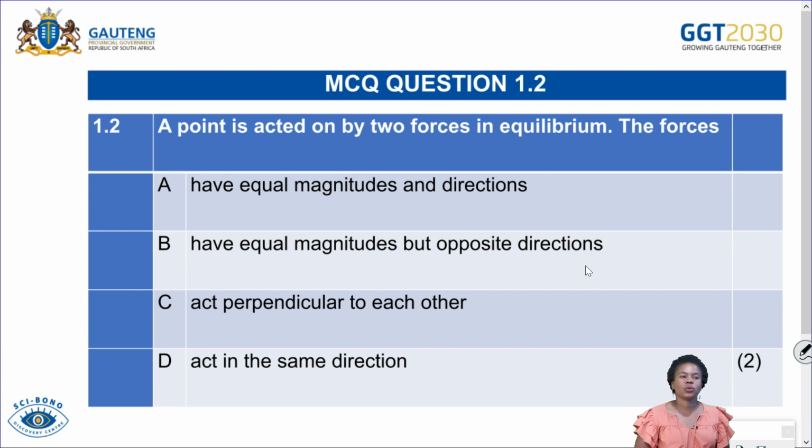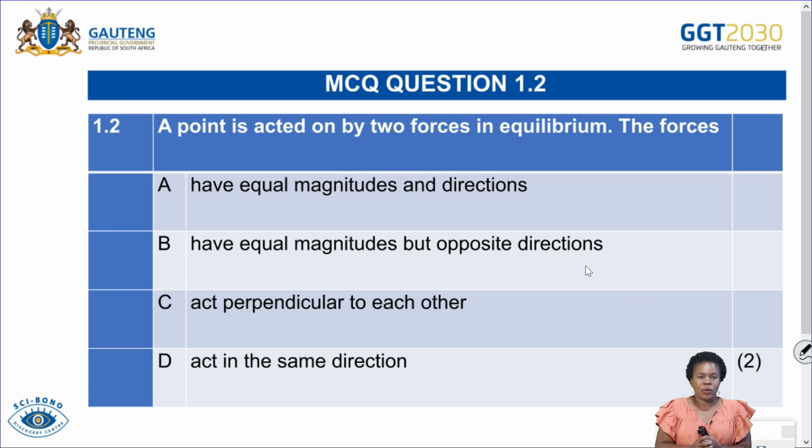Question 1.2. A point is acted on by two forces in equilibrium. Understand the statement that is given to you before you jump into answering this question. The key word here is equilibrium. We need to know what equilibrium means. Equilibrium means that the forces acting on that specific object are equal, so they are cancelling each other out, resulting in what?